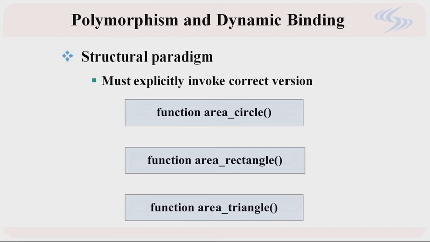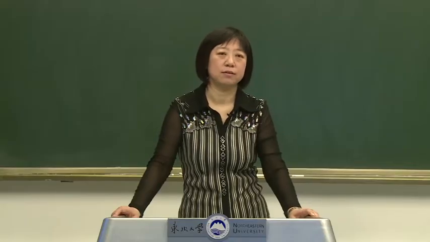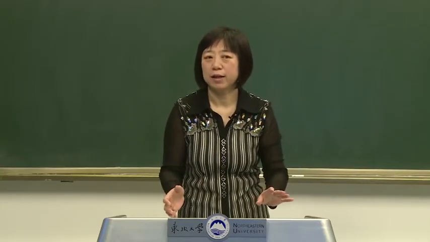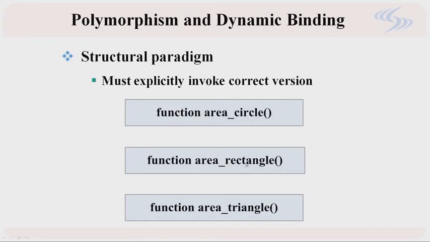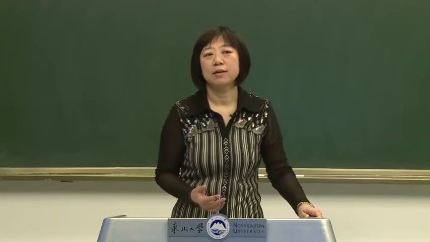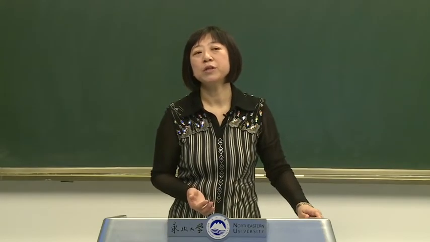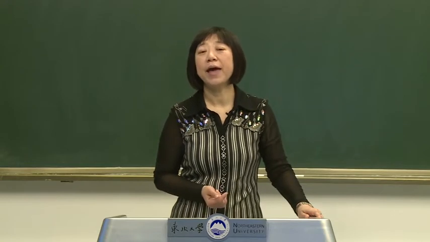Today, we are going to learn polymorphism and dynamic binding. Let's take the example of area. Suppose in a software system, there are some requirements to achieve area for different figures. Of course, there are kind of figures, right? Such as circle, rectangle, triangle, and so on. And of course, different figures have their own solution for achieving area.